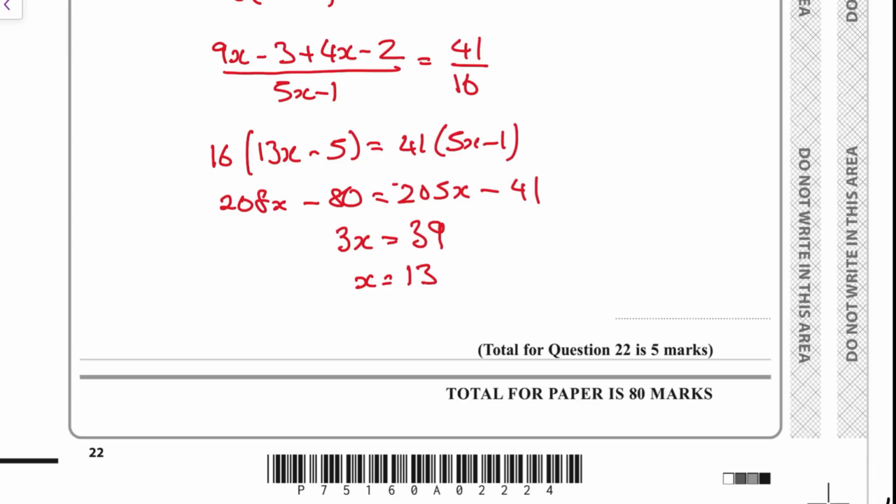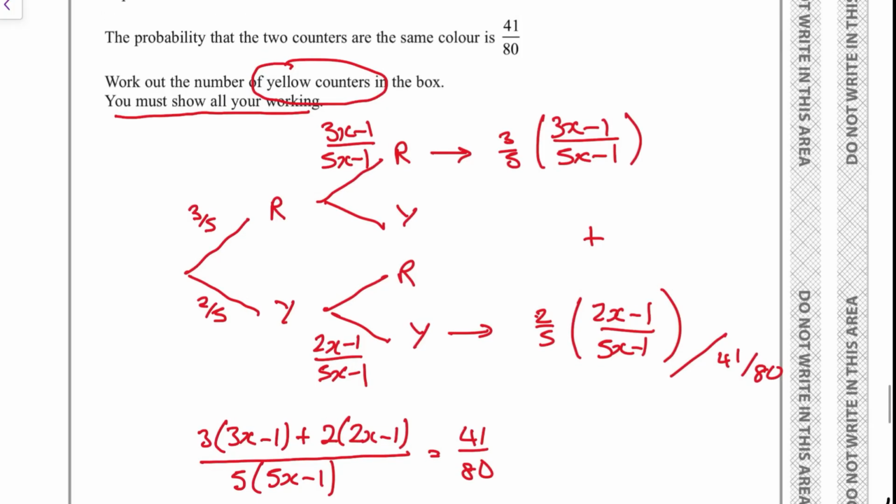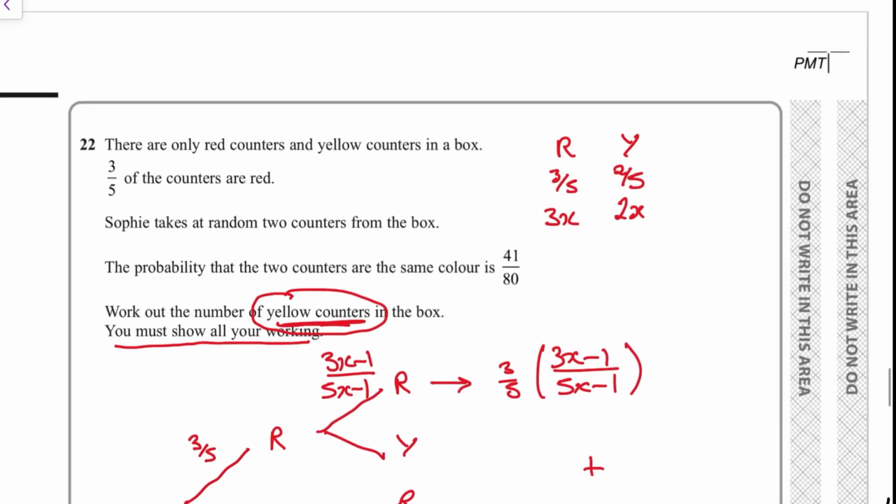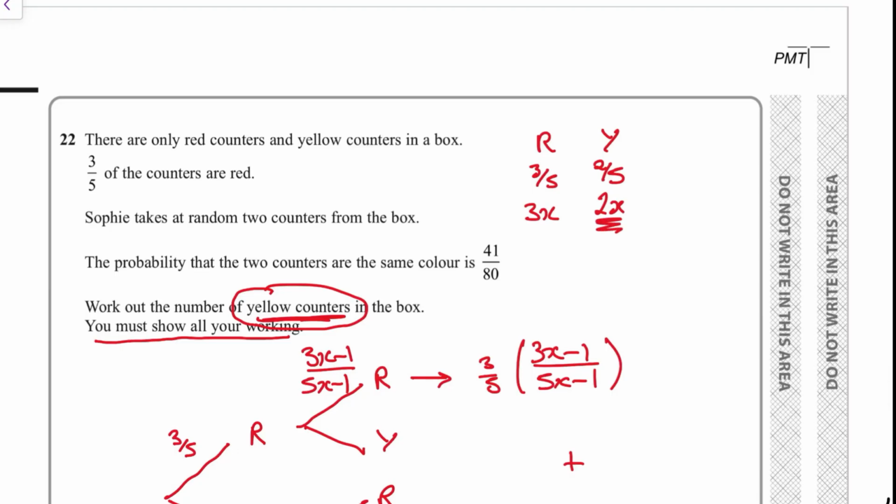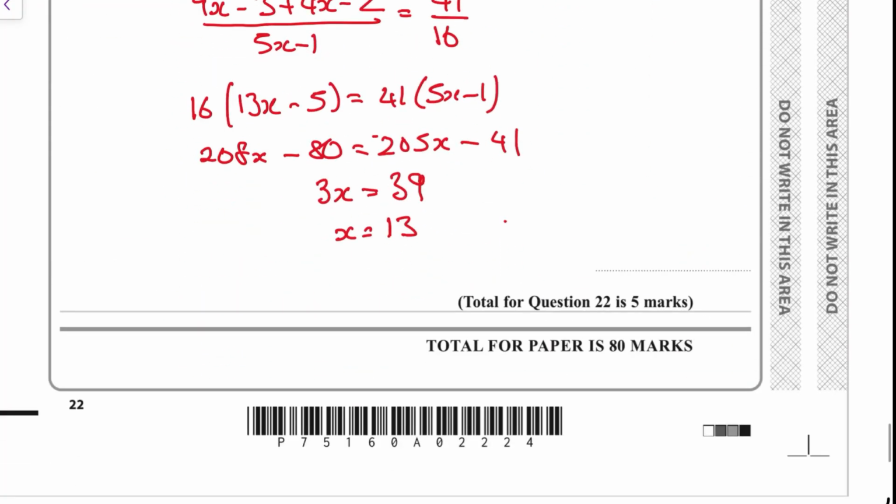At this stage, this is where you lose the mark, because the question doesn't say what's x. The question says the yellow counters. Always go back and remember that. So you'll remember right at the start, I said there's 2x yellow counters. So therefore, the number of yellow counters is 2 times 13, which is 26.